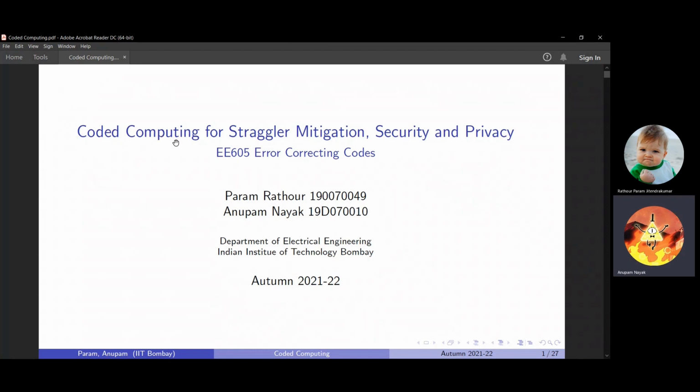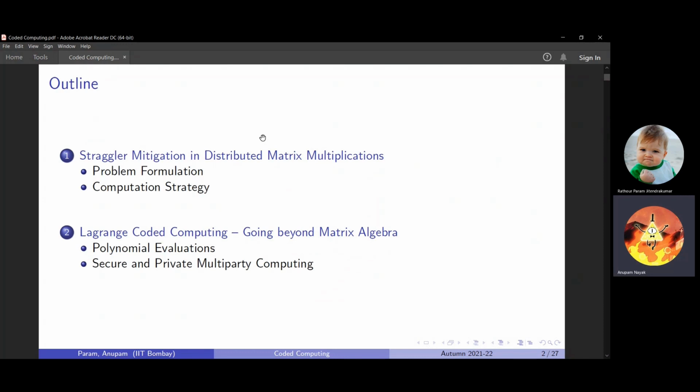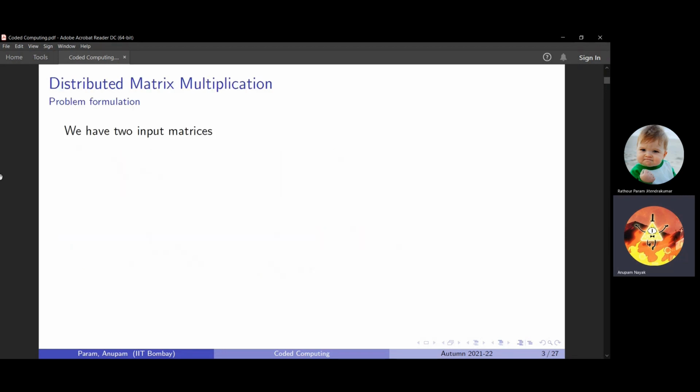Today I'll be talking about coding computing techniques for straggler mitigation, security and privacy, along with my teammate Param Rathod. So this is an overview of what we'll be covering. The first part includes straggler mitigation in distributed matrix computations. The second part includes Lagrange coded computing, going beyond matrix algebra, and some applications.